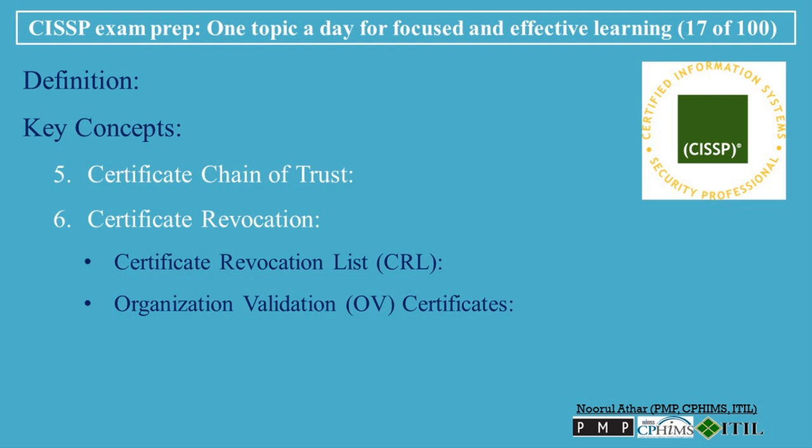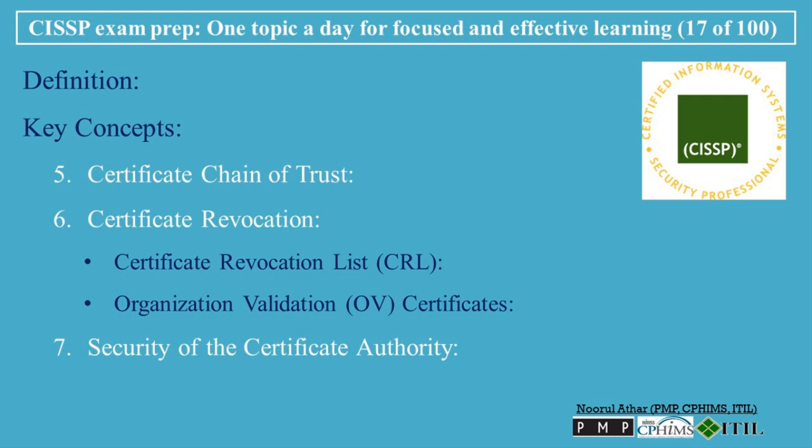Online Certificate Status Protocol, OCSP. OCSP is a real-time mechanism for checking the status of a certificate. Instead of downloading the entire CRL, clients query the OCSP server to determine whether a certificate is still valid or has been revoked.